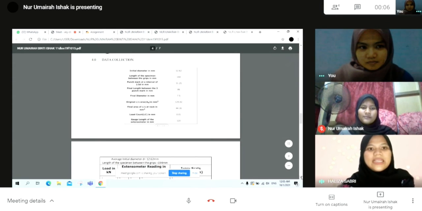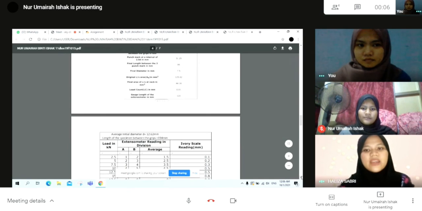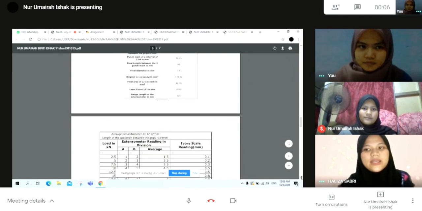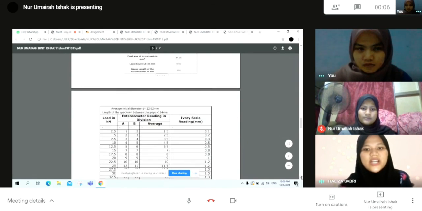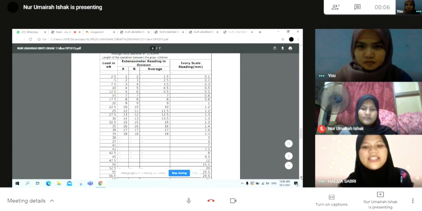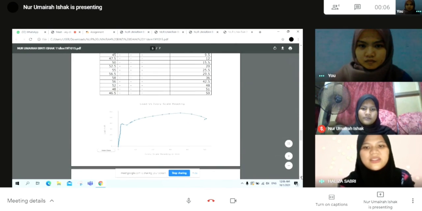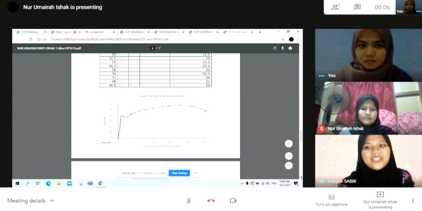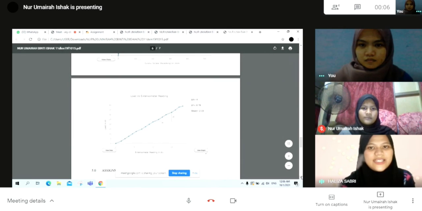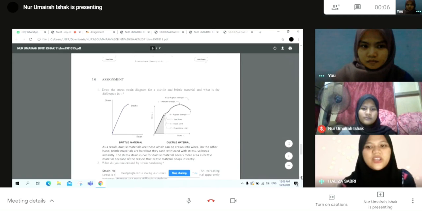Yang ini ialah data collection yang kita collect daripada eksperimen ni dan masukkan dalam table dan jadikan dia graph load versus vernier scale reading in millimeter, dan jadikan load versus extensometer reading. Untuk discussion, as a result, ductile materials are those which can be drawn into wires.